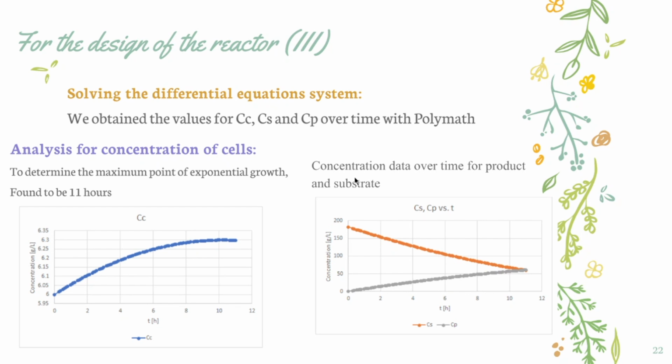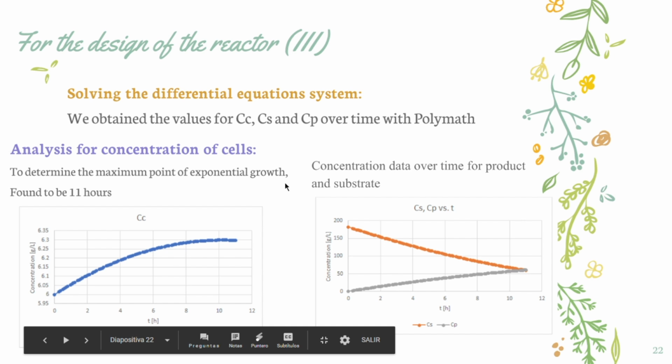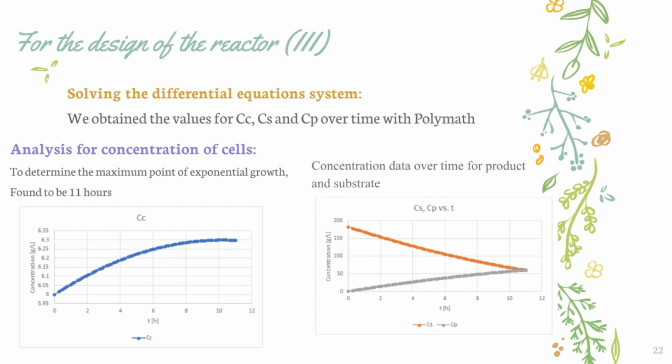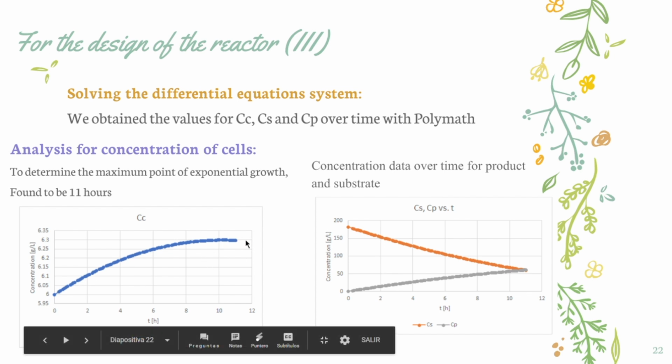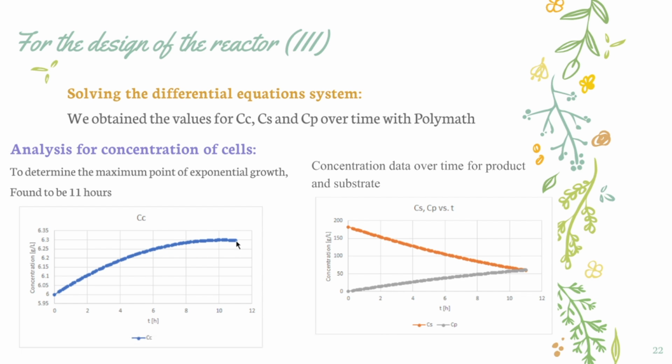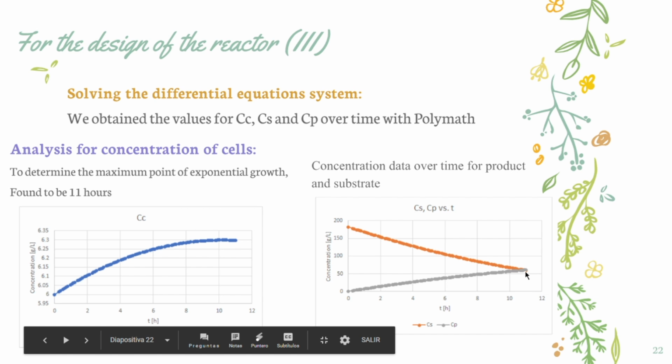Then we produce a graphic for our final concentrations, and we can observe in the blue graphic right down here the cell concentration over time. We know that the cells will be producing more ethanol during the exponential growth phase, which is what we can see here. Right at 11 hours, the exponential growth starts to decrease, so it is good to stop the reaction at this point, and we will have a high enough formation of ethanol and a high consumption of the sugars we are feeding to the system.